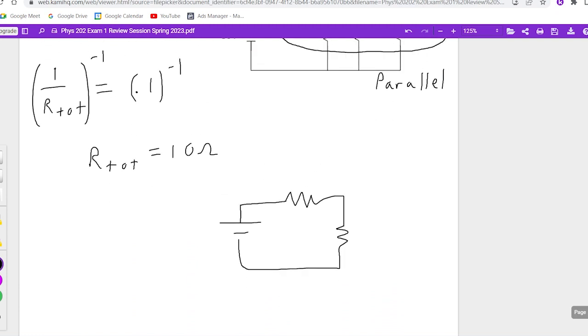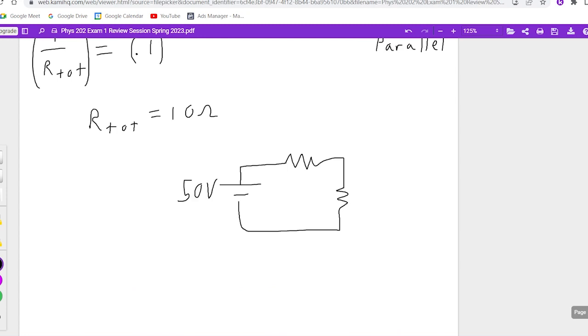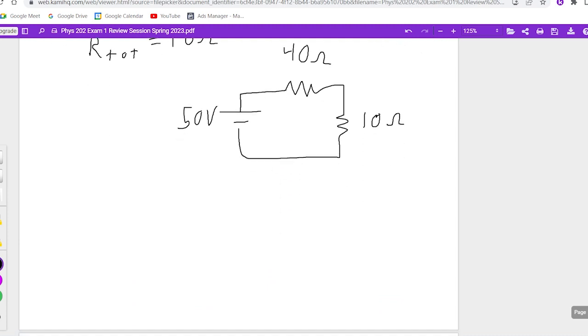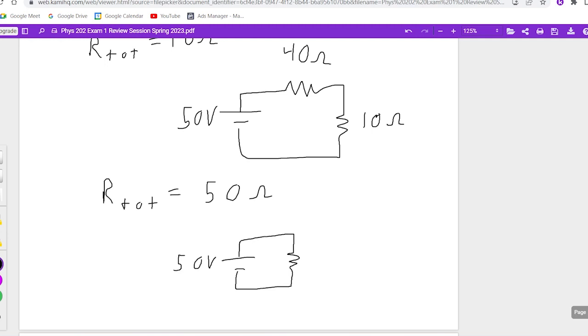So I've got a 50 volt power supply, I've got a 40 ohm resistor right here, and I've got a 10 ohm resistor right here. And isn't that cool? Because now I'm going to add these in series, the 40 and the 10, and we love adding resistors in series. So the total resistance is just going to be 50 because it's 40 plus 10. And now I've got a circuit with a single resistor, which was my goal from the beginning, 50 volts.